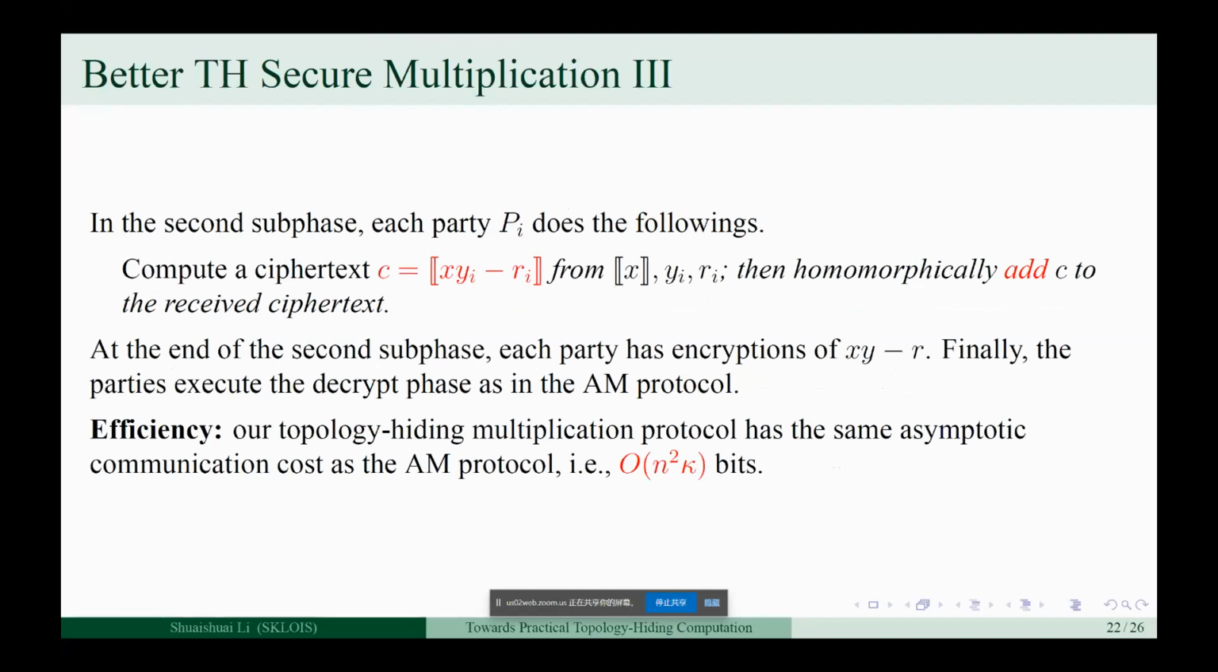Finally, the parties execute the decrypt phase as in the AM protocol. The efficiency of our topology hiding multiplication protocol is O(n^2) times kappa bits.